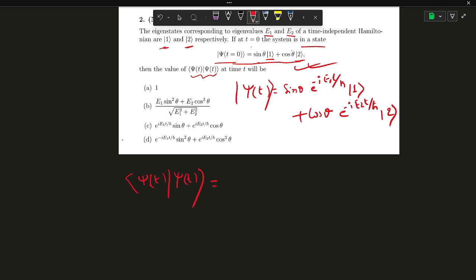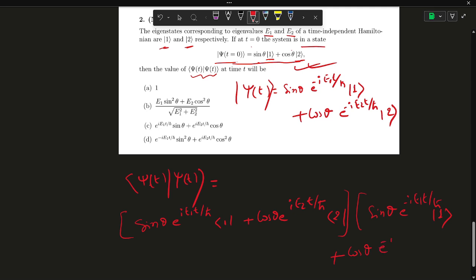Let's find the solution. The bra of psi at time t will be, we can write, sin theta e to the power i E1 t upon h-bar <1| plus cos theta e to the power i E2 t upon h-bar <2|, and the ket sin theta e to the power minus i E1 t upon h-bar |1> plus cos theta e to the power minus i E2 t upon h-bar |2>.